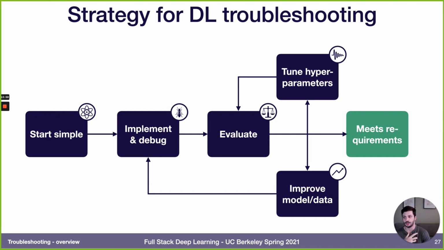So it could be improving the model or improving the data, or it could be tuning your hyperparameters. And we'll talk about how to make that decision and what the different ways that you can improve your models and tune your hyperparameters are. And then you're going to iterate on this process, kind of looping back to the implementation phase or the evaluation phase until you have a model that meets the requirements that you set out at the beginning of this exercise.